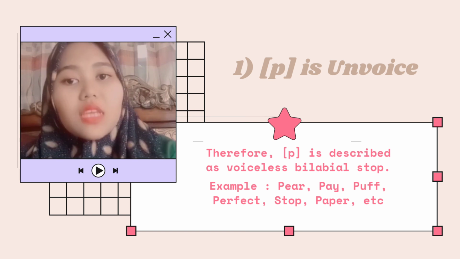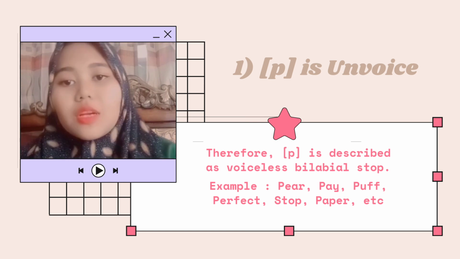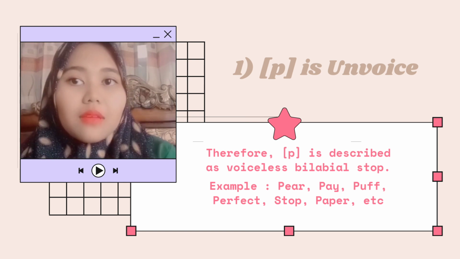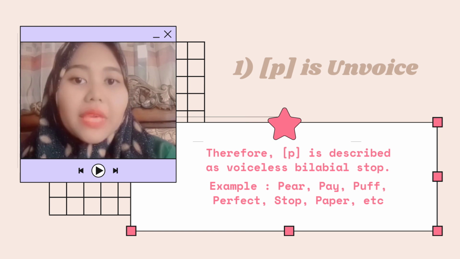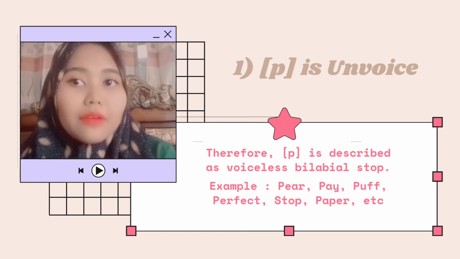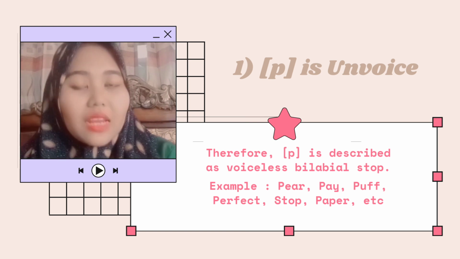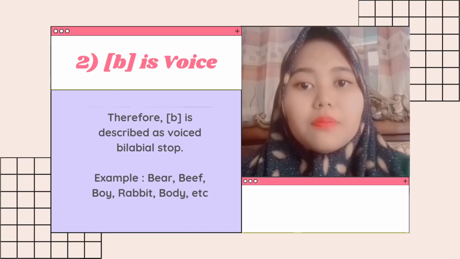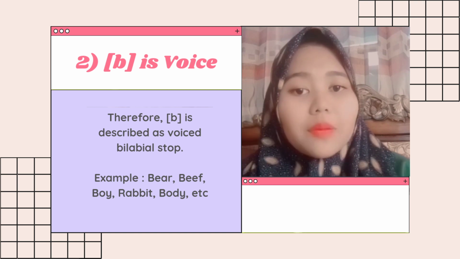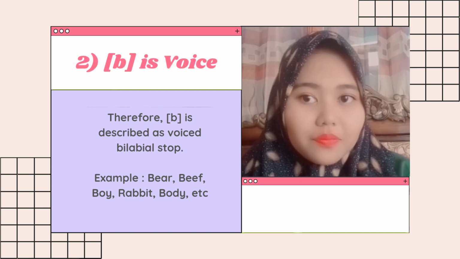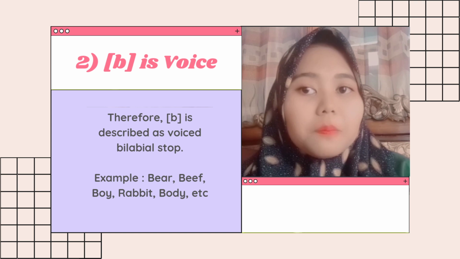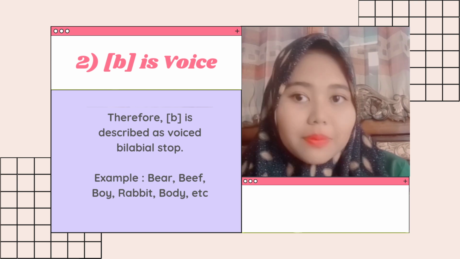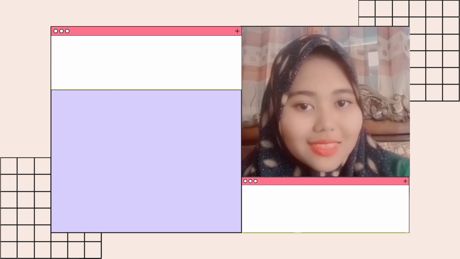The first sound is P. P is unvoiced. P is described as a voiceless bilabial stop. Examples of P are peer, pay, puff, perfect, stop, and etc. And then there is B. B is voiced. B is described as a voiced bilabial stop. Examples of B are beer, beef, boy, rabbit, body, and etc.